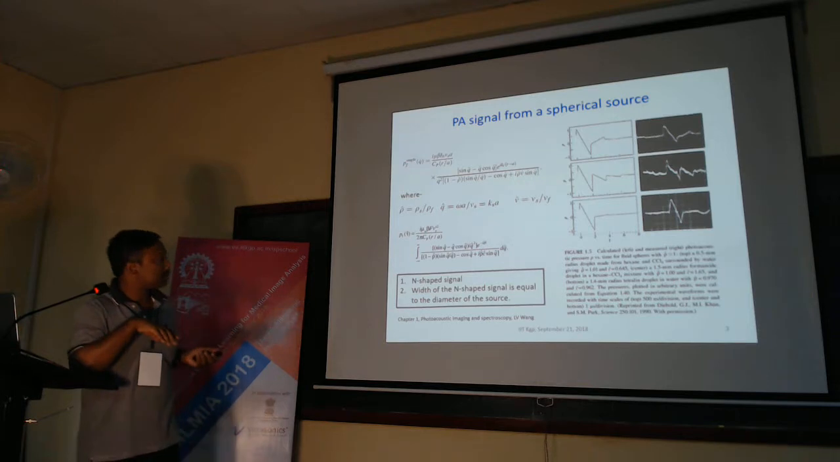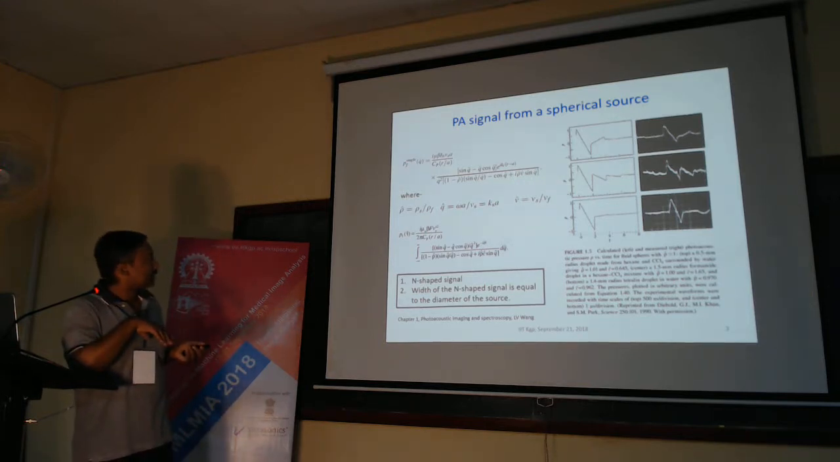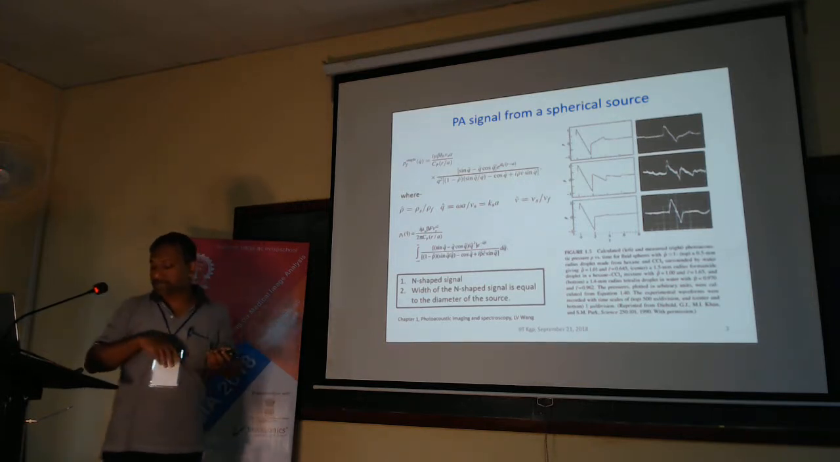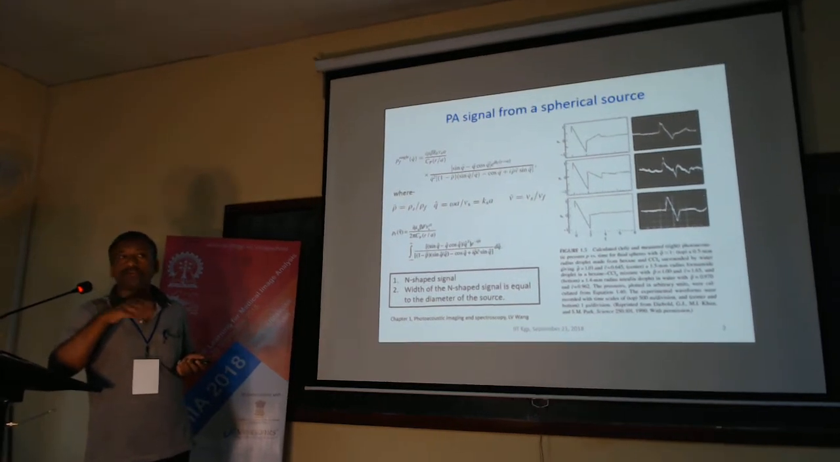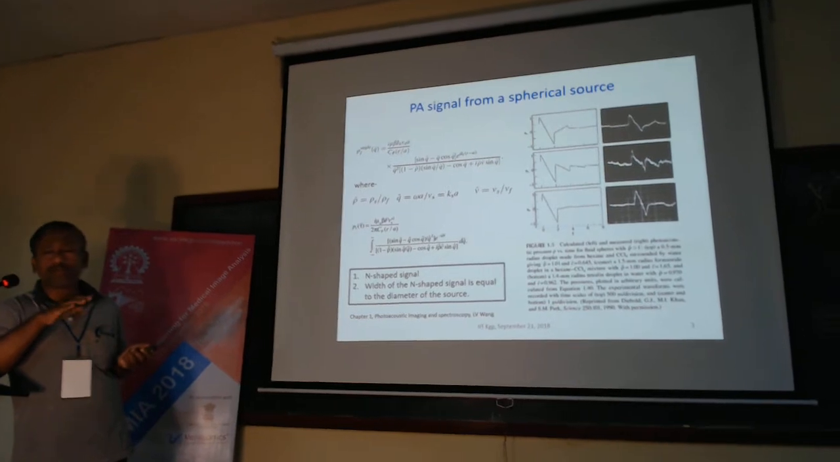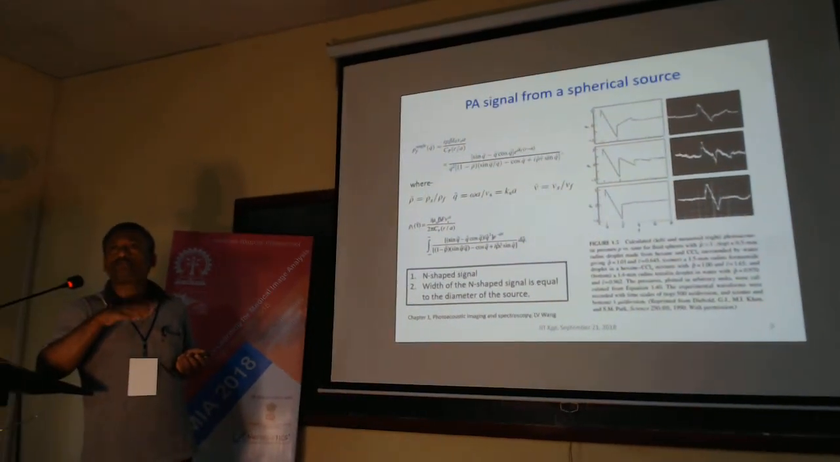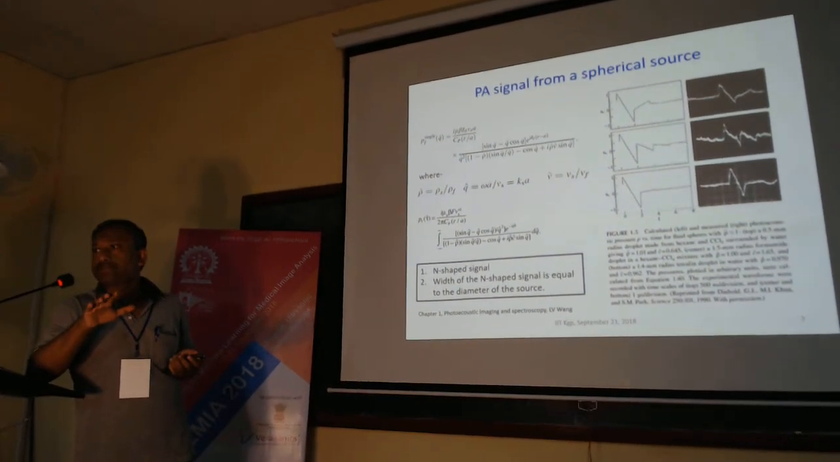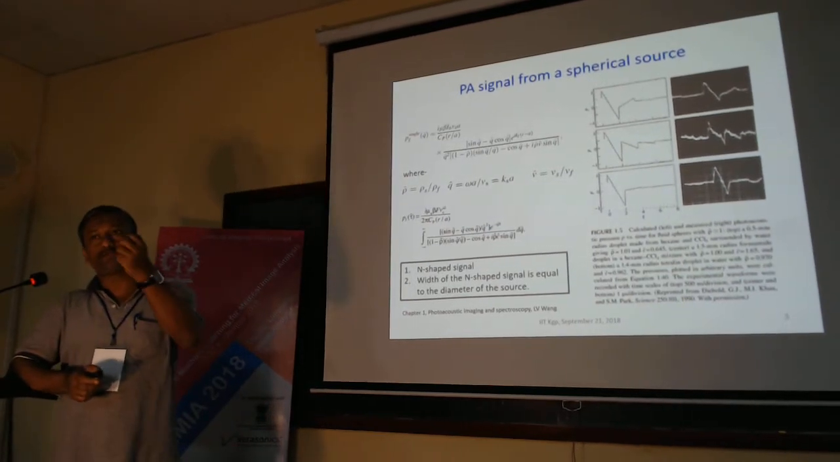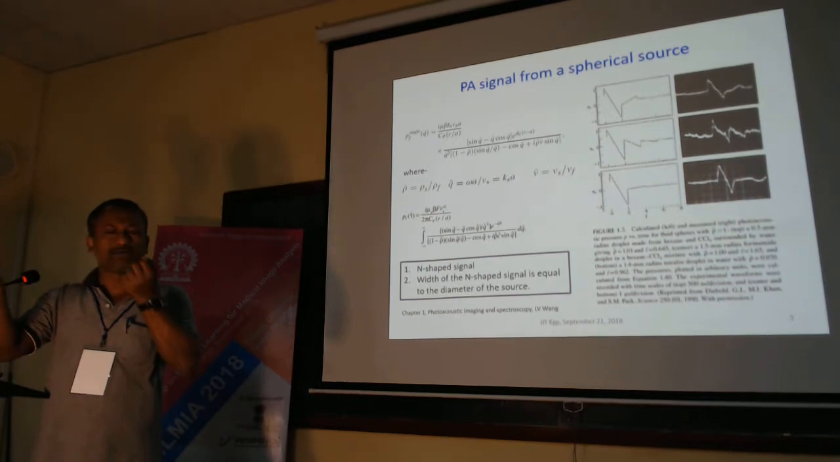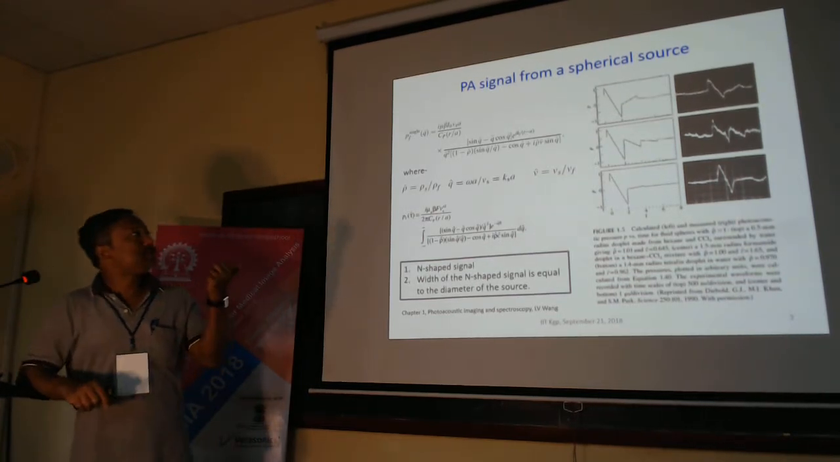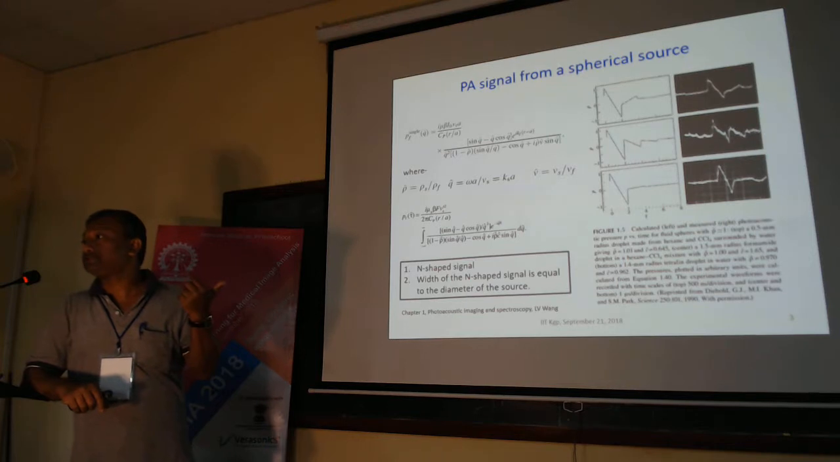This is one of the very important papers published by Gerard Diebold in Physical Review Letters. This is the typical N-shaped pulse that we expect, a very well-known signal that we get in photoacoustics. If you have a spherical absorber or spherical source, and a detector in any angular direction, you will get an N-shaped pulse.